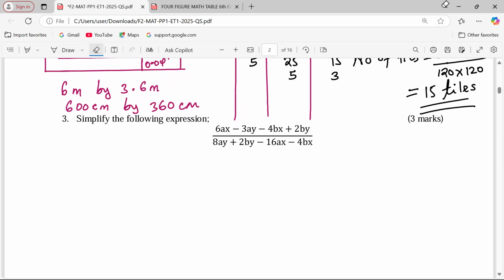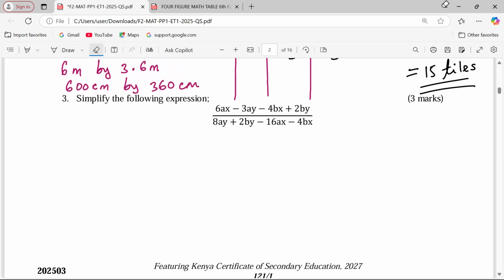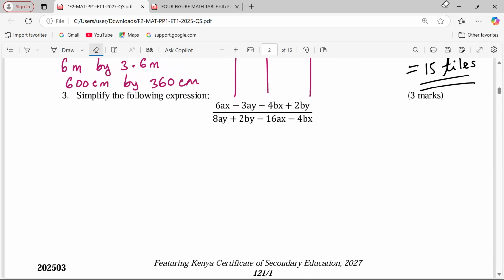Okay, we are at number 3. Simplify the expression: 6ax minus 3ay minus 4bx plus 2by, everything divided by 8ay plus 2by minus 16ax minus 4bx.